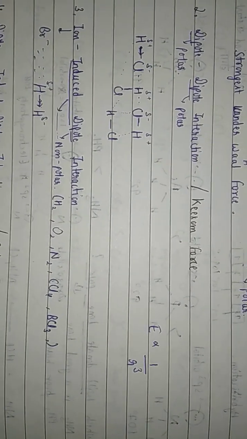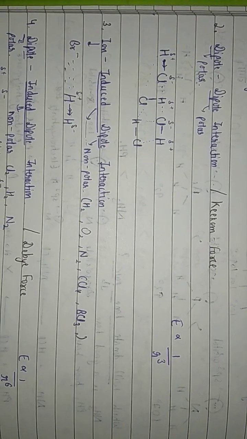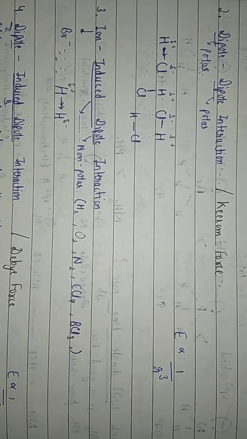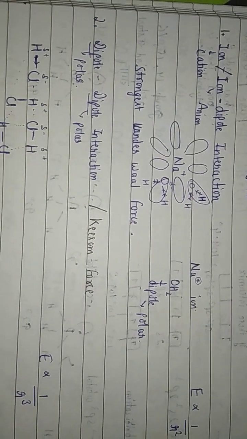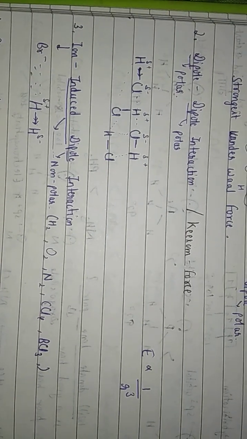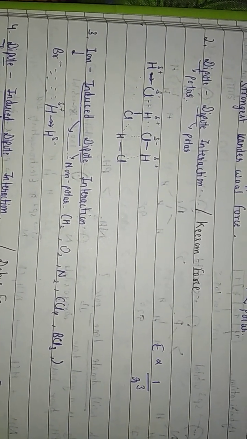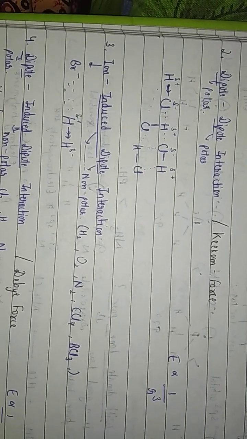Then the dipole dipole interaction is also known as Keesom force, and it means that polar molecules would be there. Dipole means a polar molecule. Polar molecule is HCl we are taking. In the first case, we have taken the water molecule, which is also a polar molecule. In dipole dipole interaction, also known as Keesom force, the energy of interaction between them would be inversely proportional to r to the power 3.